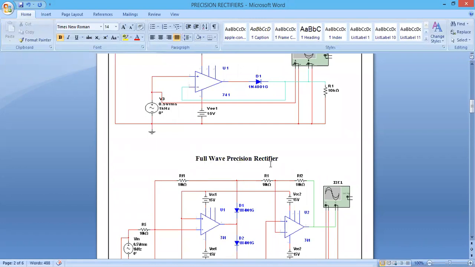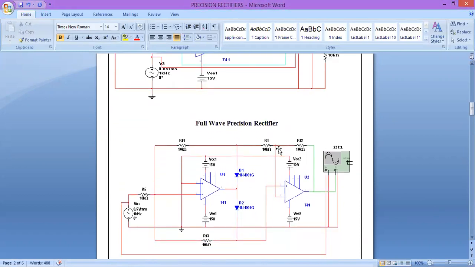So a full wave precision rectifier converts a sinusoidal signal into pulsating DC for the input voltages that is less than 0.5 volt. Now coming to the circuit diagram, a full wave precision rectifier consists of two IC741, and each IC741 consists of two DC regulated power supplies. The positive DC regulated power supply is connected to pin number 7, and the negative DC regulated power supply is connected to pin number 4.